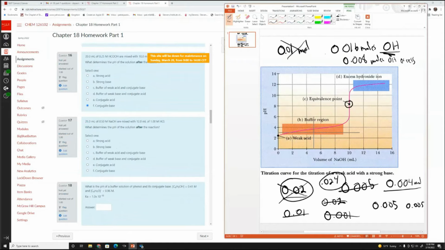Number 17, we don't need to write numbers for this one, and we'll see why. We have a certain amount of NaOH mixed with a certain amount of HCl. So what determines the pH after the reaction? Now, actually, we do need numbers. We need to compare them. We can figure out the moles of NaOH, and these are strong acid, strong base now. So we're not even going to be looking at this pH titration chart.